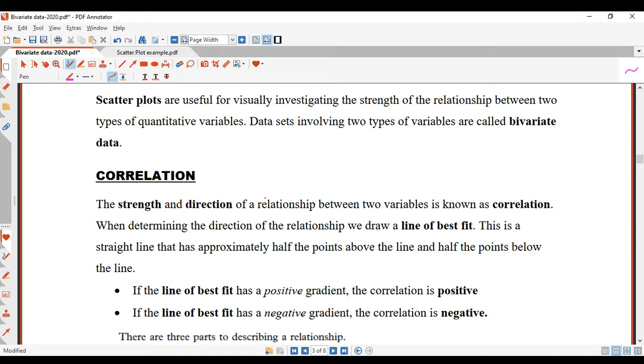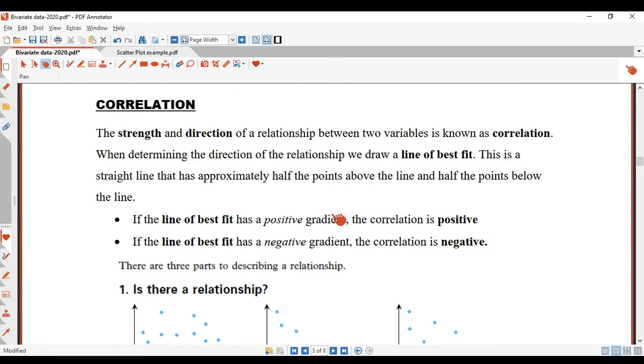Now for correlation, well, correlation is the strength and direction of a relationship between two variables. So the closer the variables are to forming a pattern, the stronger the correlation is. Now, when determining the direction of the relationship, we try and draw a line of best fit. So a line of best fit is what I drew before. It's a line which is approximately having half the points above and half the points below. If the line of best fit has a positive gradient, the correlation is positive. If the line of best fit has a negative gradient, the correlation is negative.